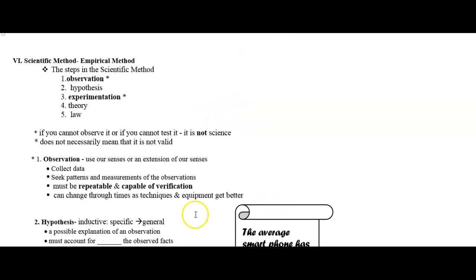So let's look at this. You'll need to know these steps in order. Again, as I said, this is a little bit different than the ones in your lab book. I put an asterisk by these. Observation and experimentation are the key things in the scientific method, in Newtonian science, also called empirical science. So if you can't observe it, can't test it, it's not science. Doesn't mean it's not true. Doesn't mean that at all. It just means it's not science. Some things that you don't think are science now, maybe in the future we will think are science. So let's look at observation.